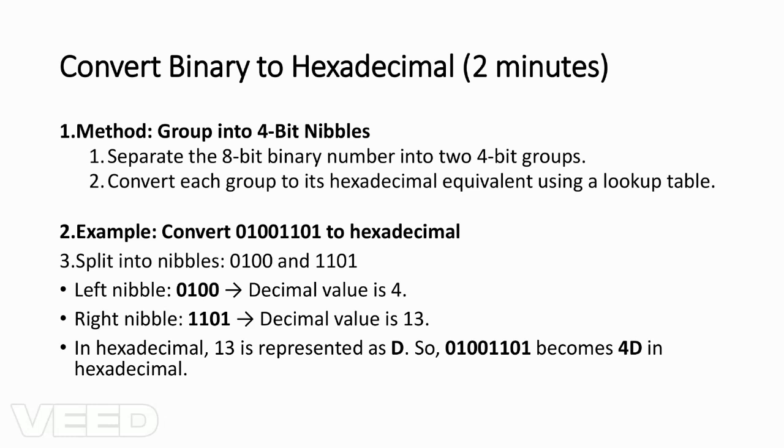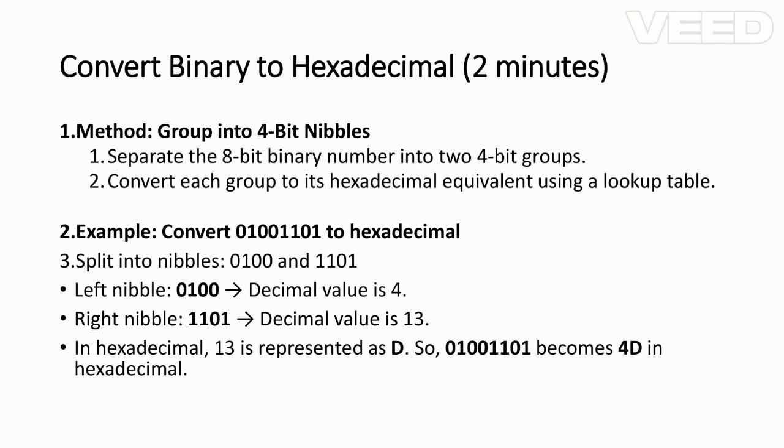On the left nibble, we will convert it into decimal. The positions are raised to the power 0, power 1, power 2, and power 3. The 0s are going to be 0. So 2 raised to the power 2, multiplied by 1, gives us 4. So we have 4 there.